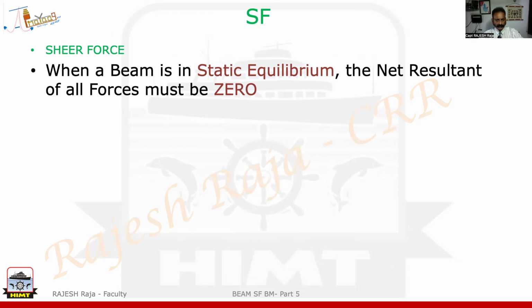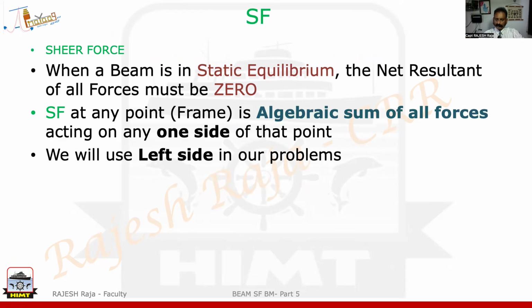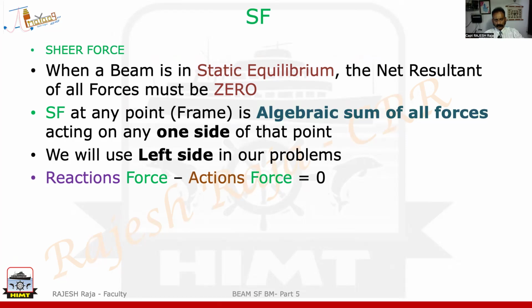Whenever a beam is in static equilibrium, all the resultant forces should be zero. And usually I will take a point and we'll do the algebraic sum on one side. In all my questions, usually it is the left side only. That is what our DG Shipping and MMD exams expect. Why? Because the books are followed that way. But there's nothing wrong in going on the right side. You should get the same answer. But what you are supposed to achieve is that all the reaction forces should be equal to the action forces. In other words, this is the equation: reaction minus action should be zero.